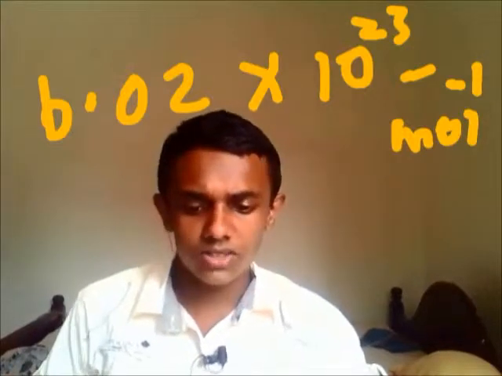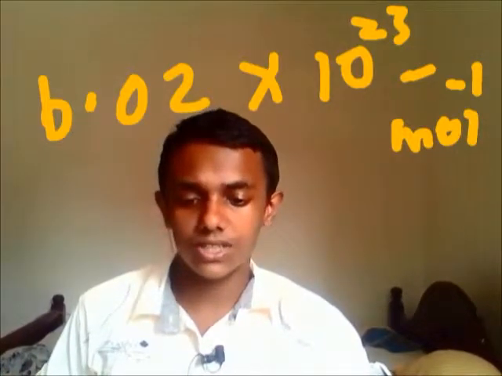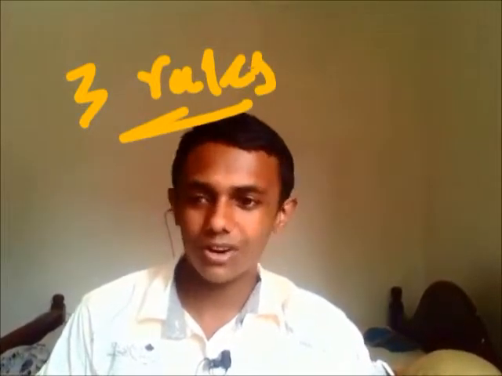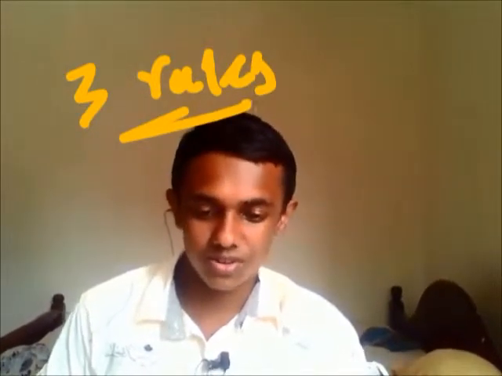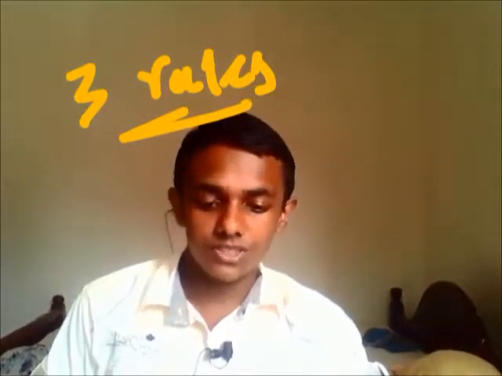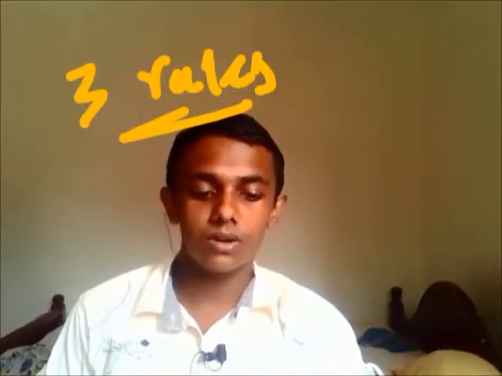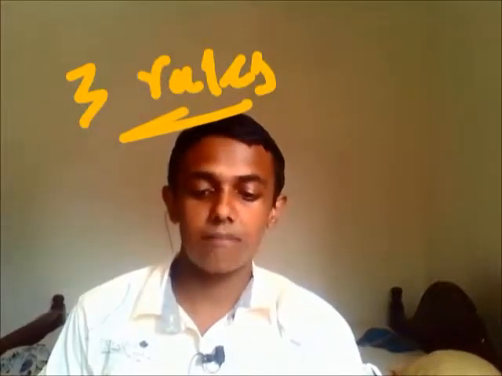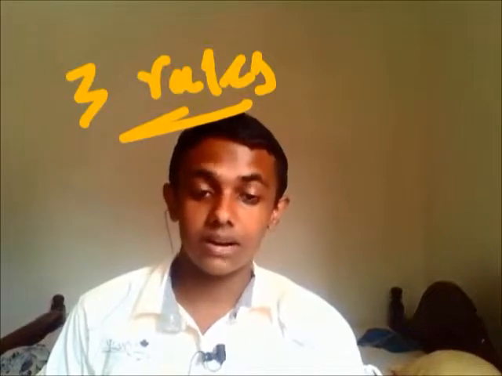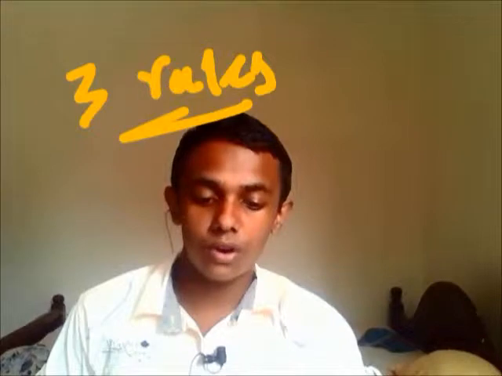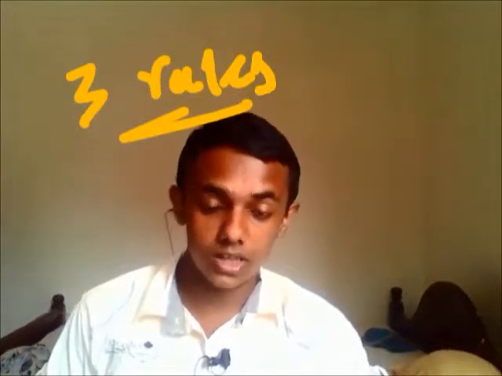So let's move on and talk about ionic equations. I don't want to talk about other equations because they're simple. There are three rules in ionic equations. The first rule is to write the ions separately for solutions of ionic compounds such as salts, strong acids and bases. Next, write the full molecular formula for solids and all covalent compounds.